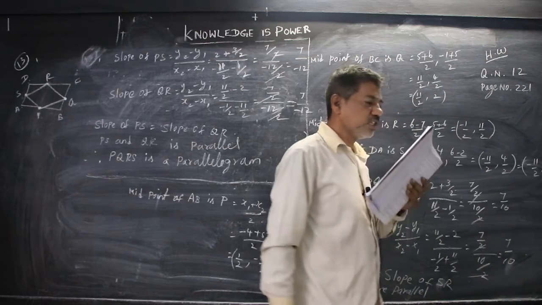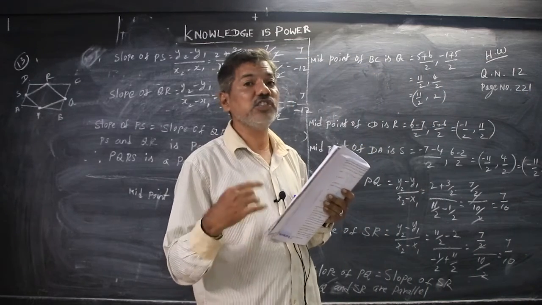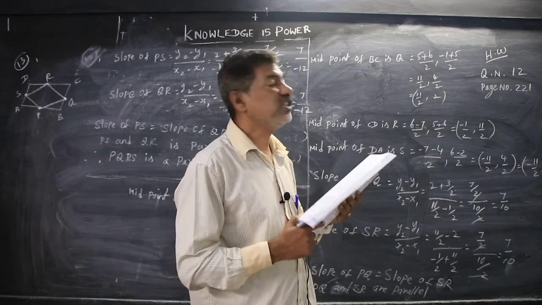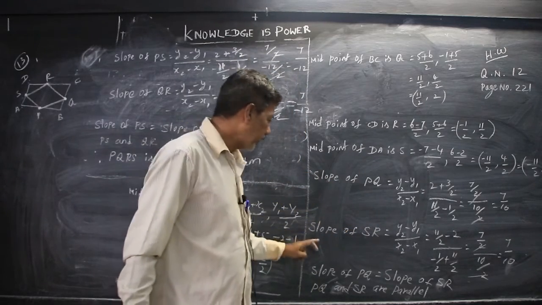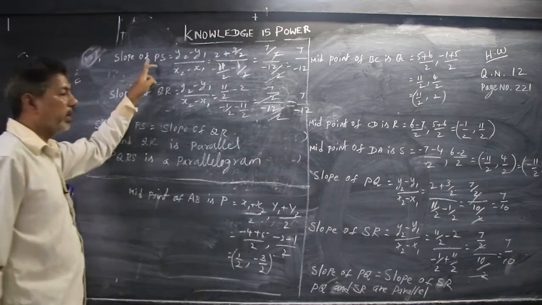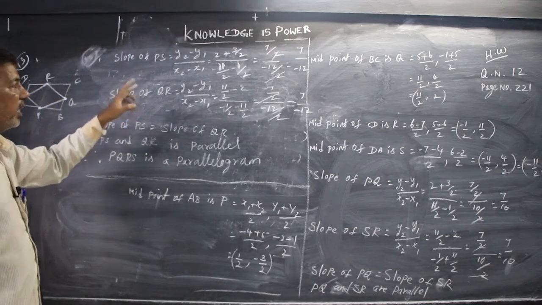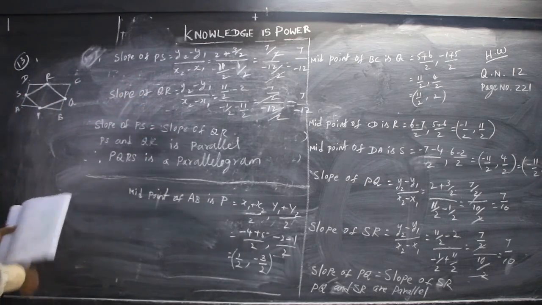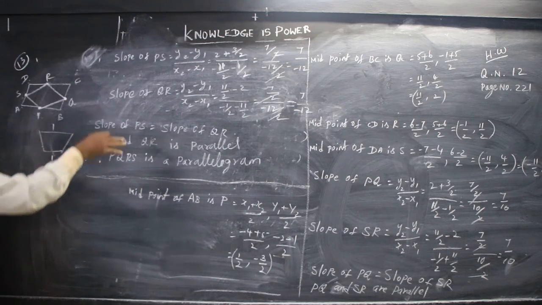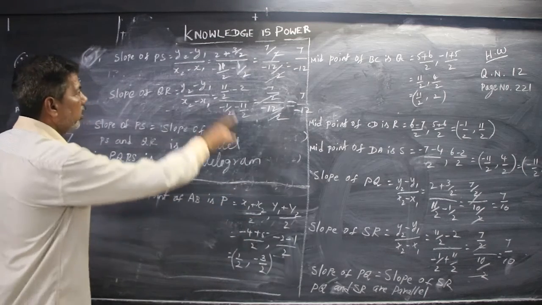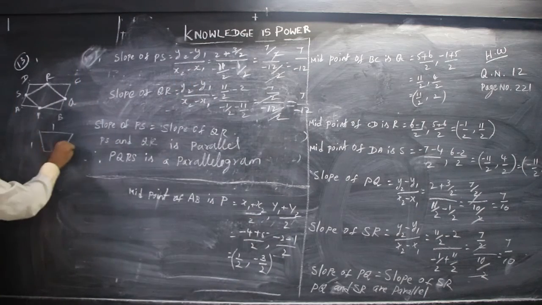Okay, the question starts: show that ABCD is a trapezium. Trapezium. In the same way we have to find slopes 1, 2, 3, 4. But in this only one pair will be equal, the other pair will not be equal. Okay, this is a trapezium. This side and this side will give the same answer. But the second set will give a different answer.